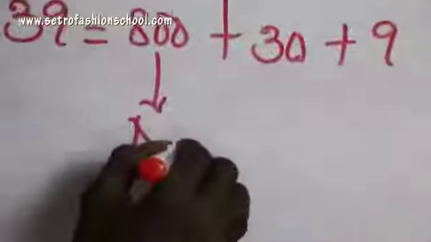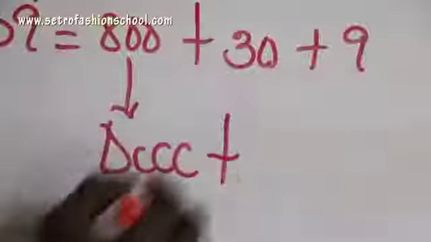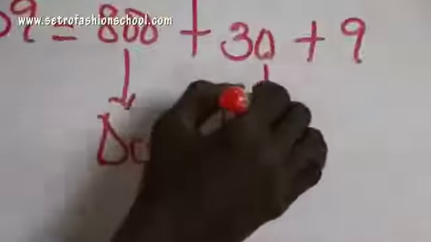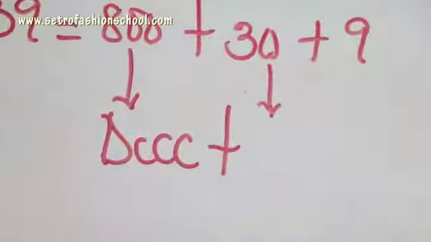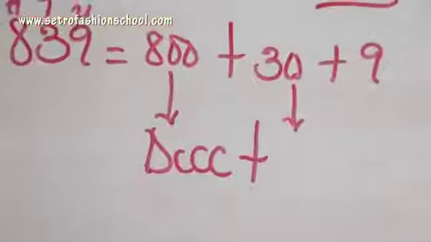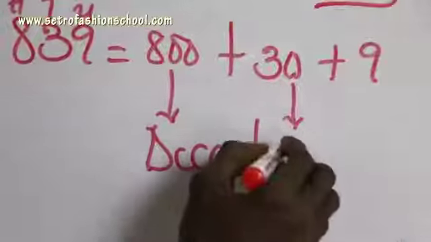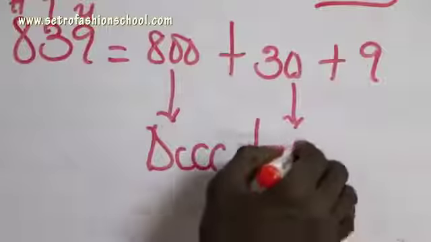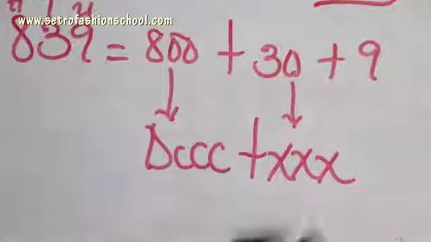Now, coming down, we have DCCC, which is for 800, plus this one also 30. Your 30 is counting in tens, and that is 10 plus 10 plus 10, which will give you 30. The Roman numeral of 10 is X, so X, X, X, 3 X's, will give you 30 in Roman numeral.